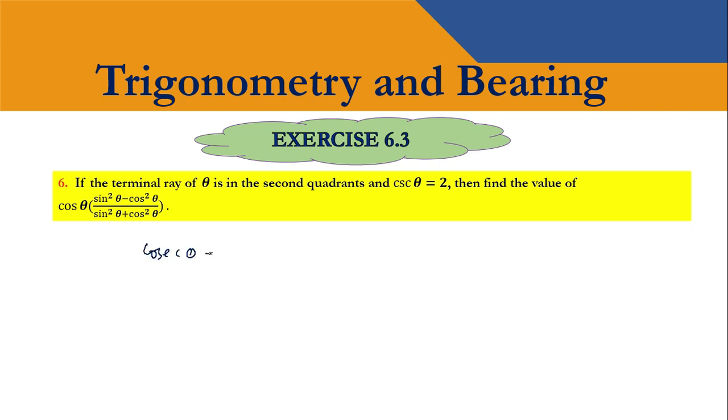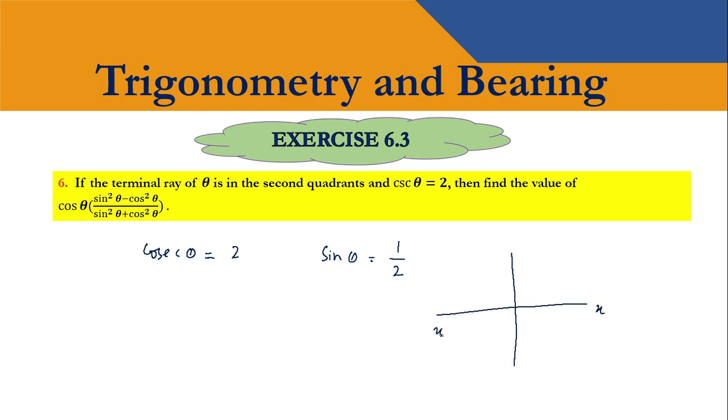Cosecant theta is equal to 2, and we have to find the rest of the trigonometric ratios. The cosecant theta, as you know, is the reciprocal of sin theta, so it means that sin theta is equal to 1 divided by 2. As the angle is in the second quadrant, let's see what is happening.